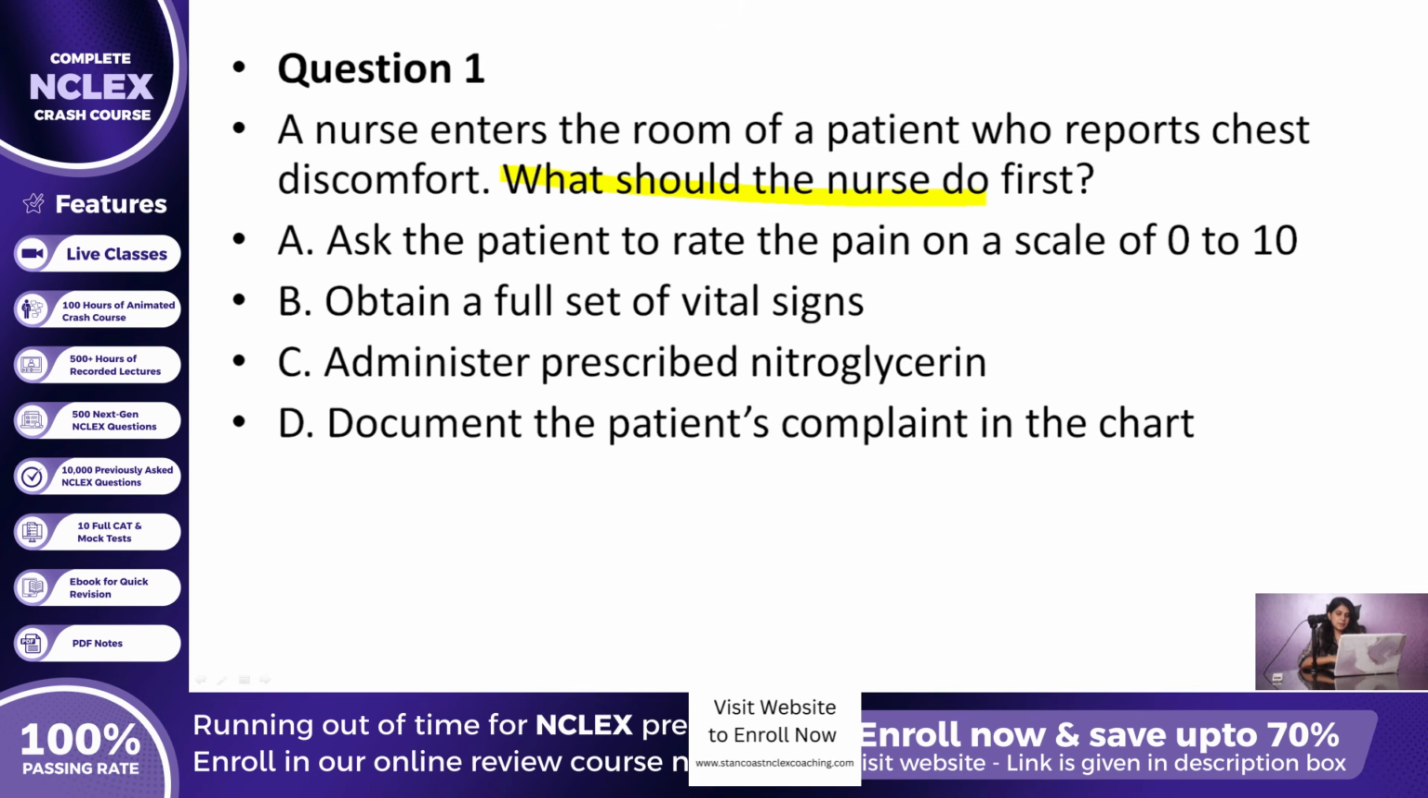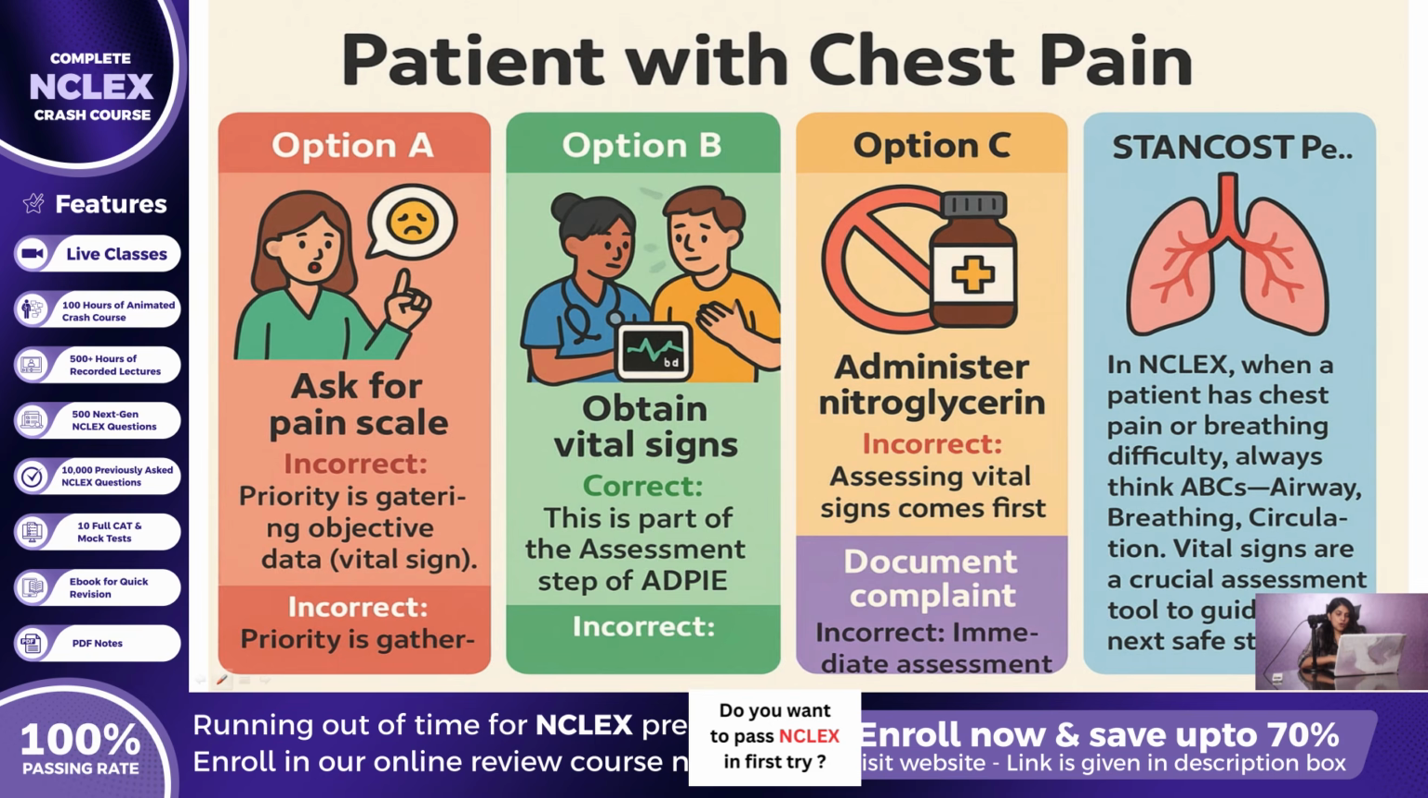The correct answer is option B, obtain a full set of vital signs. This is part of the assessment step, which always comes first unless there is an immediate life-threatening situation. Option A is incorrect because although pain assessment is important, chest discomfort requires objective assessment first. Option C is wrong because nitroglycerin should not be given until vital signs confirm it is safe. Option D is incorrect because documentation follows care, not precedes it. The Stancoast pearl here is that with chest pain, you always think airway, breathing, circulation, and vital signs give you those answers. Moving on to the second question.